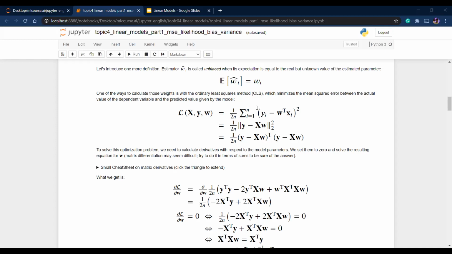Here we are looking at the closed form solution. Now, the expected value of the W that we are trying to approximate will be equal to the true W. If this happens, it's called the unbiased estimator, or unbiased W. So the expectation is equal to the real but unknown value of the estimated parameter.